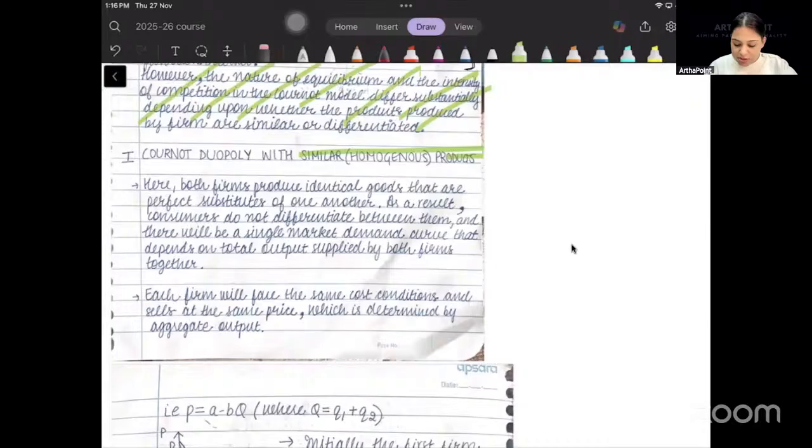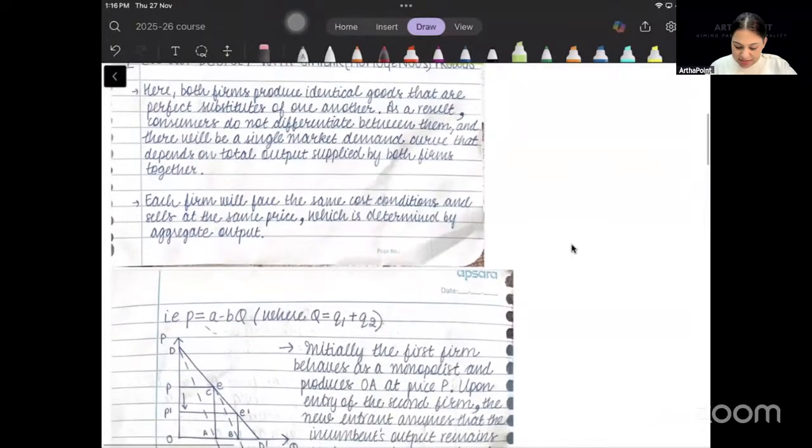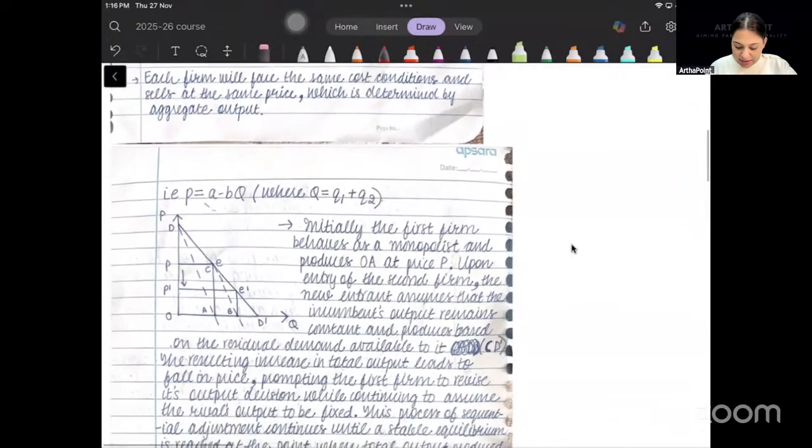Both firms produce identical products that are perfect substitutes of each other. As a result, consumers do not differentiate between them. There will be a single market demand curve that depends on total output supplied by the 2 firms. Each firm will face the same cost conditions and sell at the same price, which is determined by aggregate output.